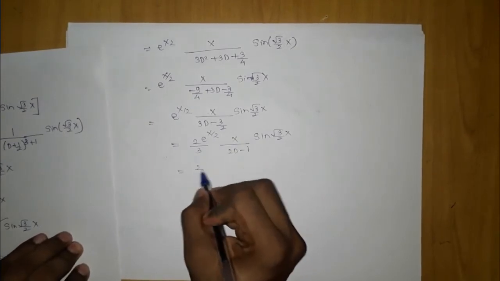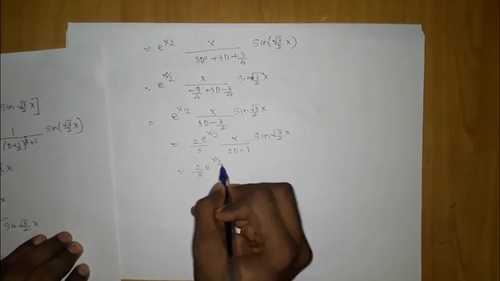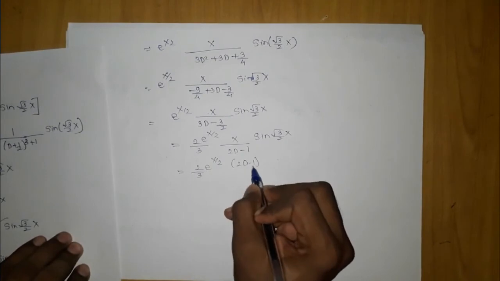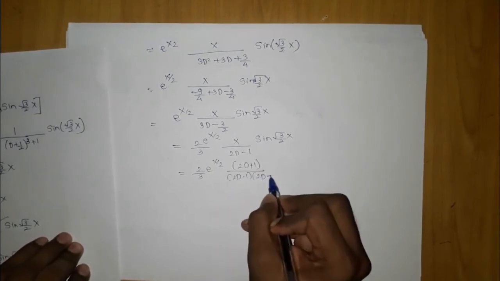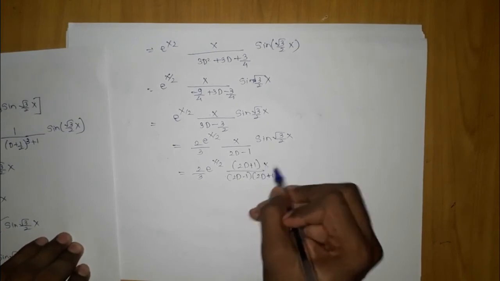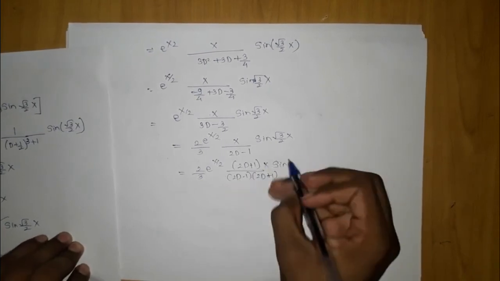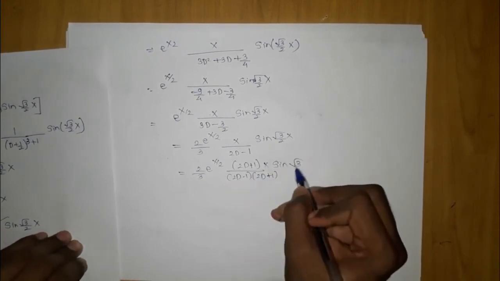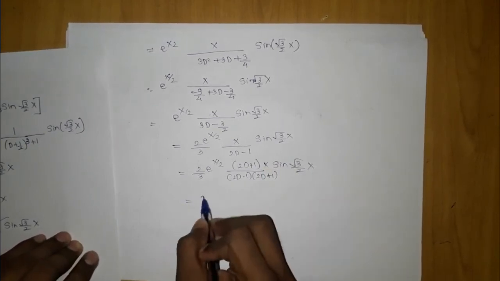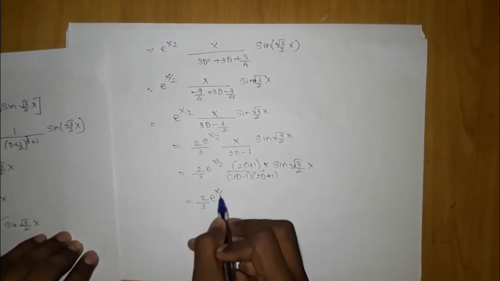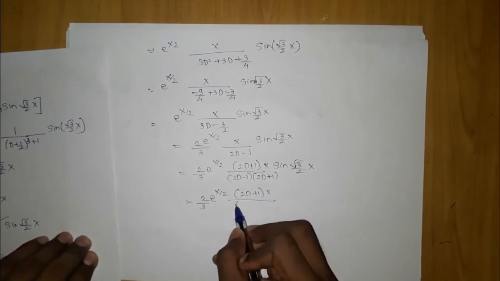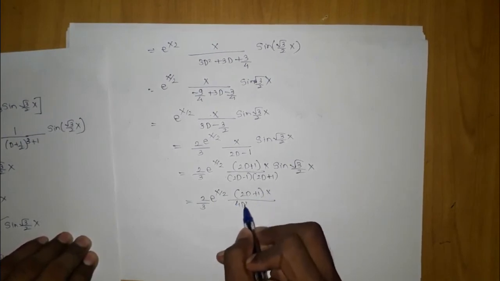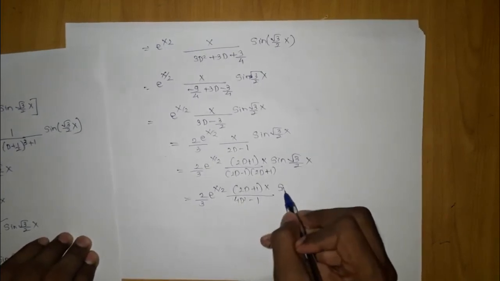So if we rationalize, 2 by 3 e to the power x by 2, 2D plus 1 upon 2D minus 1 into 2D plus 1 into x sine root 3 by 2x. If we further simplify, e to the power x by 2, 2D plus 1 x by, this will be 4D square minus 1 into sine root 3 by 2x.